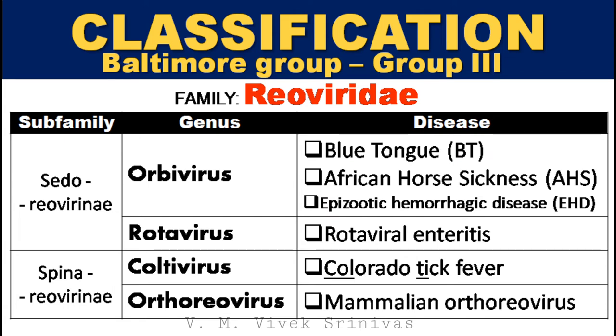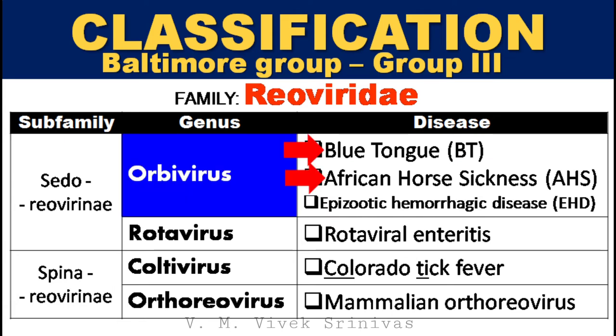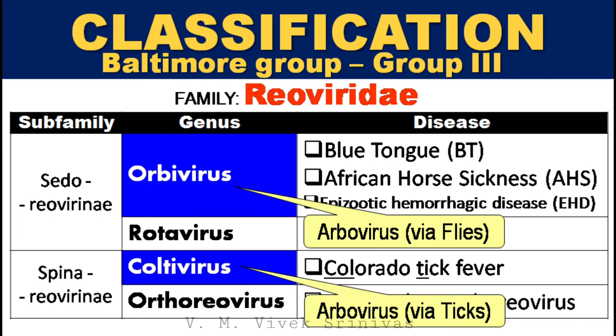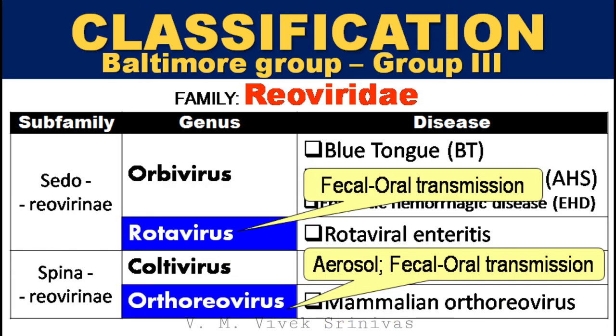Some of the veterinary important viral diseases under this family are bluetongue and African horse sickness under the genus Orbivirus, and rotaviral enteritis under the genus Rotavirus. The diseases under the genera Orbivirus and Coltivirus are arthropod-borne viral diseases. The diseases under the genera Rotavirus and Orthoreovirus are non-arthropod-borne viral diseases transmitted through the fecal-oral route.